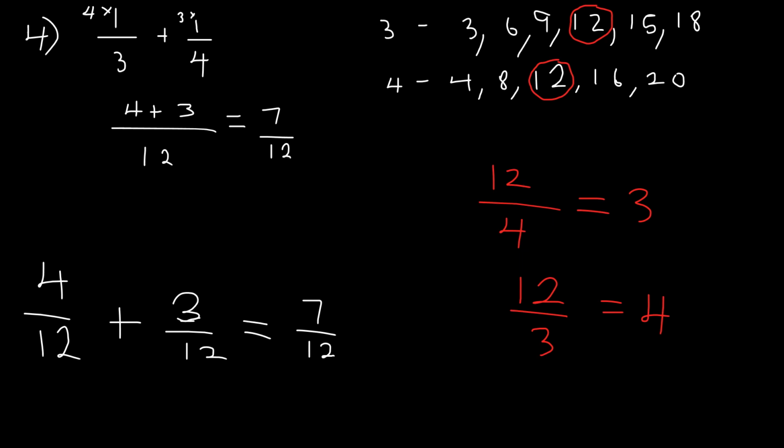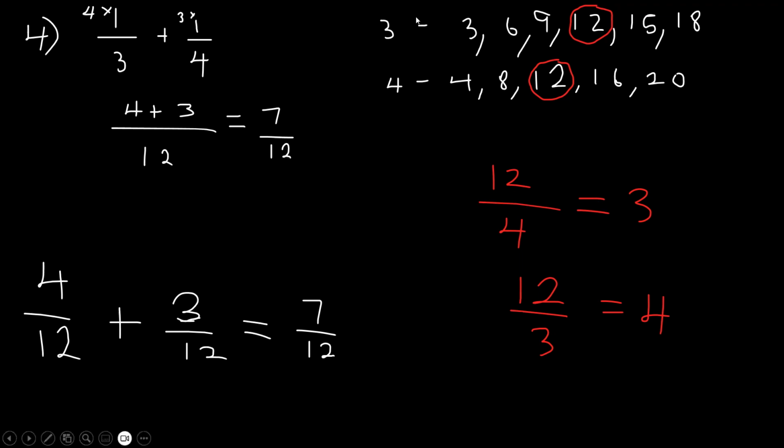LCM stands for the lowest common multiple. What that means is that we have to get the multiple that is common to both 3 and 4, and it is the lowest multiple that they have in common. The lowest multiple that they have in common is 12. We can see 12 being a multiple of 3 and 12 being a multiple of 4. There are no other common multiples of 3 and 4 that are less than 12.